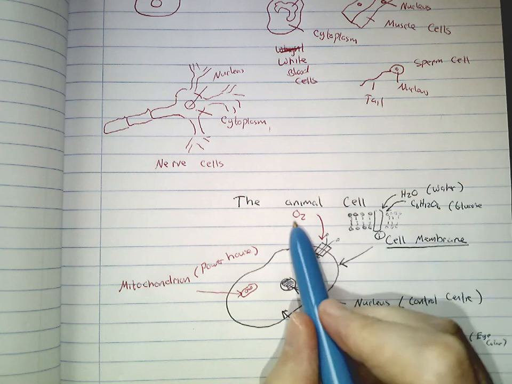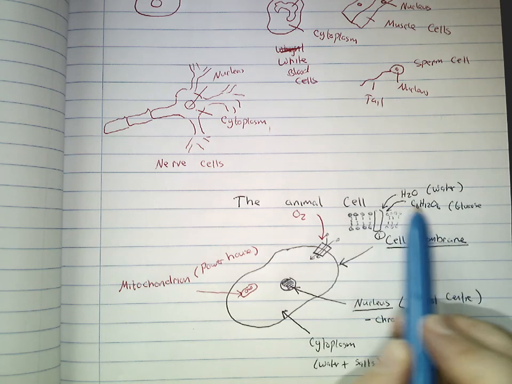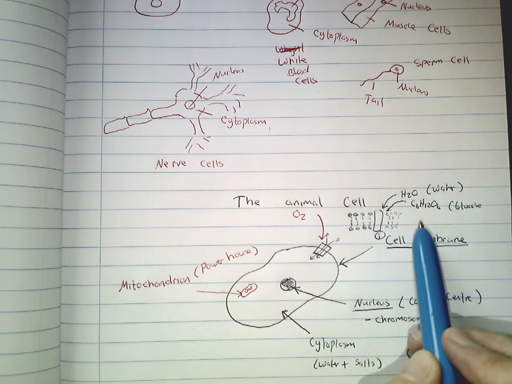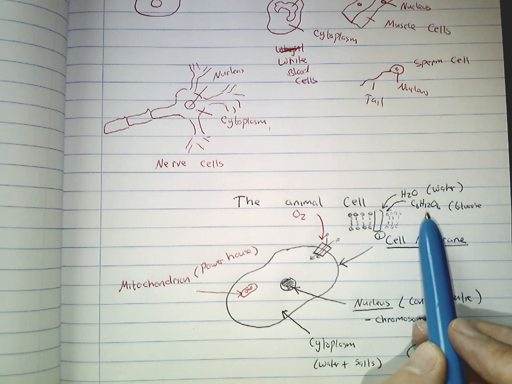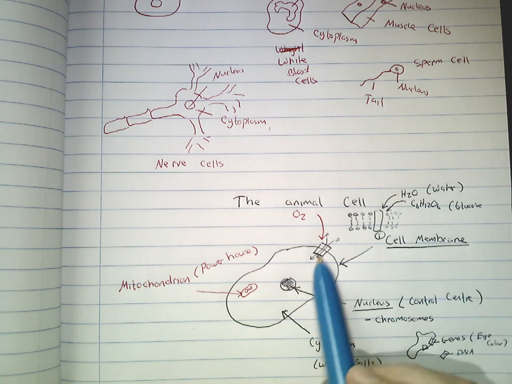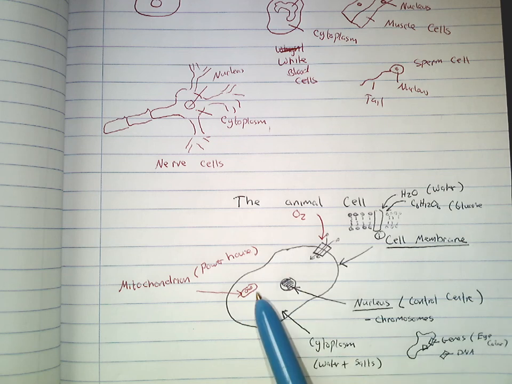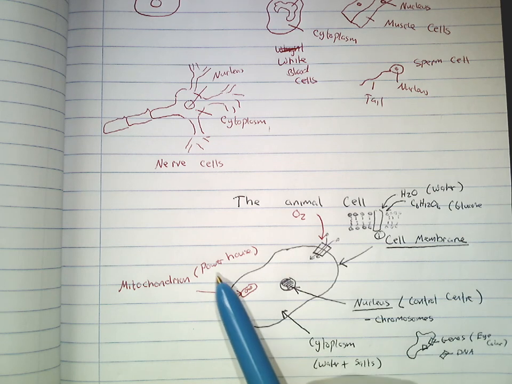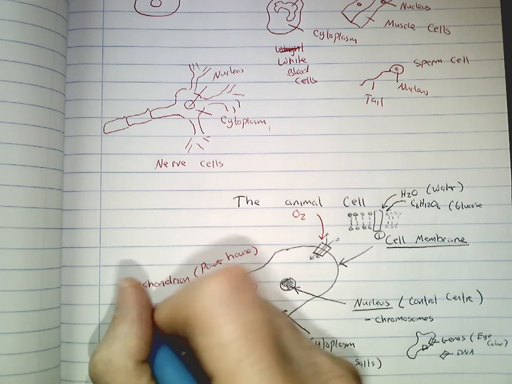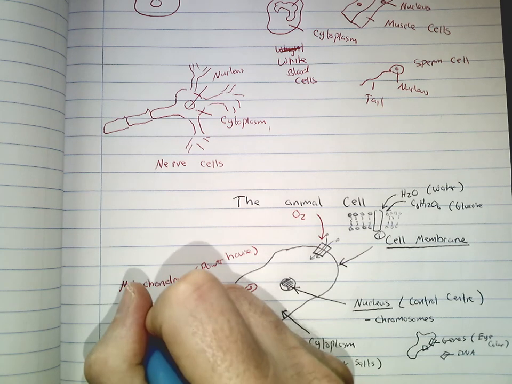So oxygen and glucose, for example. Oxygen is taken in through the lungs, glucose is taken in through your digestive system, and they make their way down to the mitochondria. Then in the mitochondrion, the oxygen and the glucose are combined together, and this releases energy. And this process of releasing energy from food is called respiration.